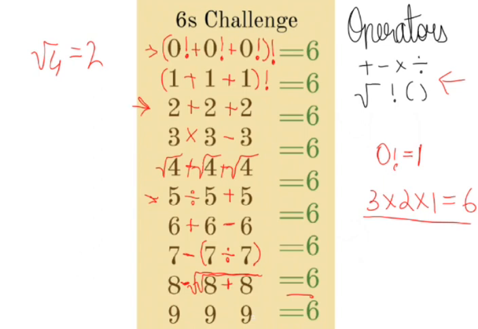Perfect. So now we're on the last one. Notice that 9 is also a perfect square. So the square root of 9 is 3. I'm going to do just that. And now we can treat all of these as 3s and use the same strategy we used here. So root 9 times root 9 minus root 9 would give us 6.